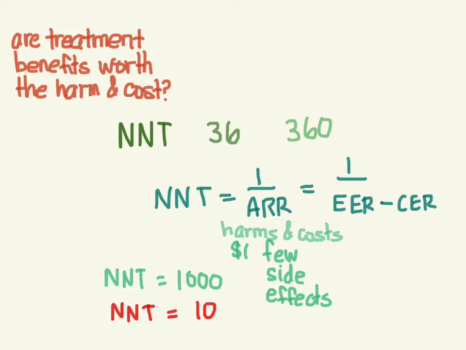Or maybe the number needed to treat is 10, meaning you only have to treat 10 people in order to see benefit in one. However, it's an expensive drug, and there's a 5% risk of death. And so you talk that over with the patient. They say, even though the benefit is 1 out of 10 is going to get it, I have a 1 out of 20 chance of dying. I don't want to take that chance. I don't think it's worth that harm and cost.